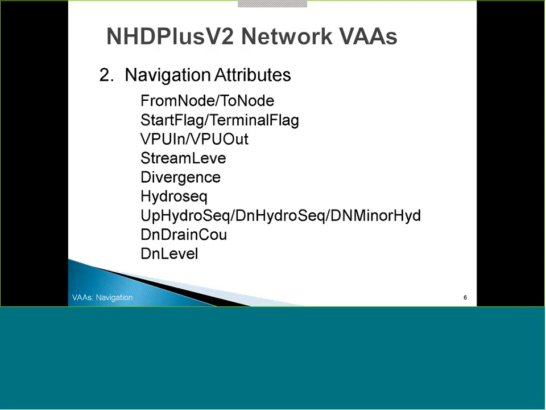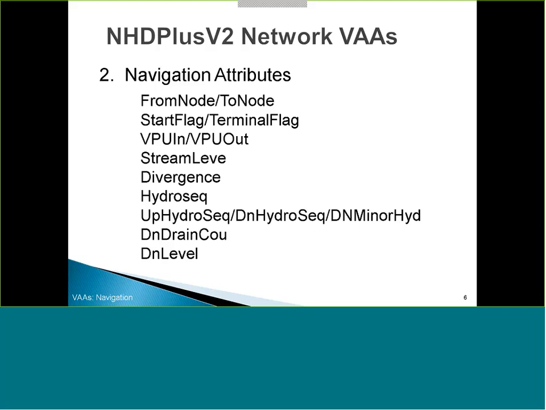There's a start flag and a terminal flag. So the start flag tells you all the network headwaters. So it's a really easy select to find the network headwaters. The terminal flag tells you where the networks end. There is a VPU in and VPU out attribute, and in the Mississippi and the Colorado, if you're trying to find where you're moving from one VPU to another, those two attributes will tell you. And they tell you not only what VPU you're leaving, but what VPU you're going to.